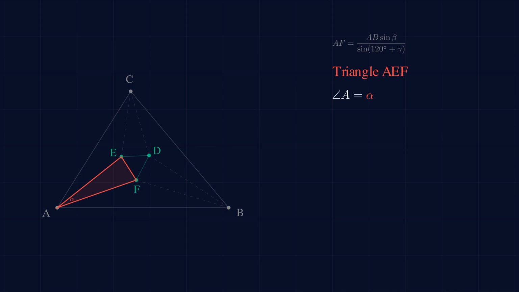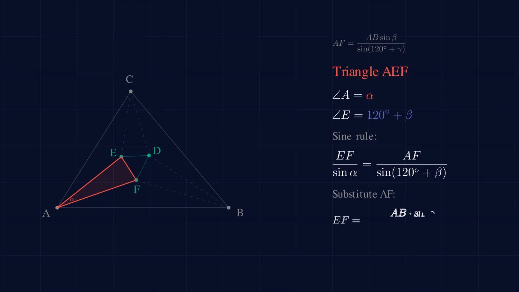What about the angle at E? By exactly the same reasoning we used for F, the angle at E works out to 120 plus beta. Apply the sine rule again. EF over sine alpha equals AF over sine of 120 plus beta. Substitute what we found for AF, and watch, EF equals AB times sine alpha times sine beta, divided by sine of 120 plus beta times sine of 120 plus gamma.